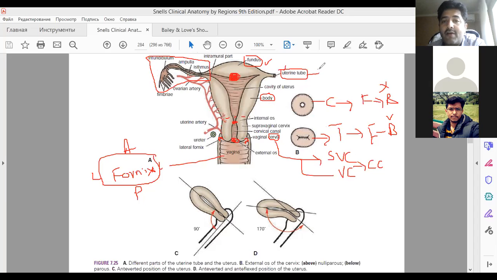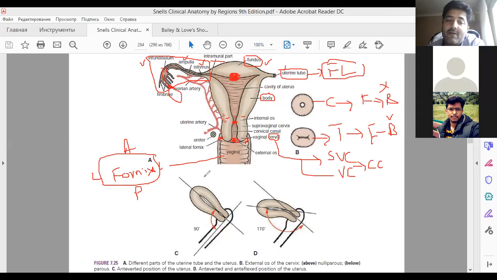Now this whole portion here is known as the fallopian tubes. Uterine tubes and fallopian tubes are both the same. The uterine tube has parts: the intramural part, the isthmus, the ampulla, the infundibulum, and the fimbria. Here your ovaries are present, and when the ovaries release the ova, these finger-like projections, the fimbria, take the ova and guide them into the tube.